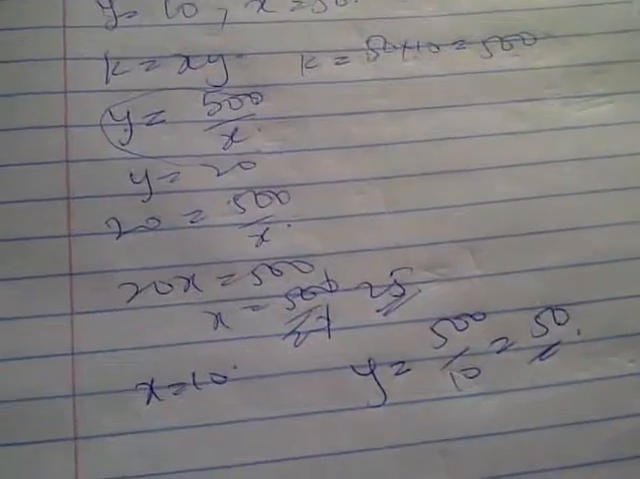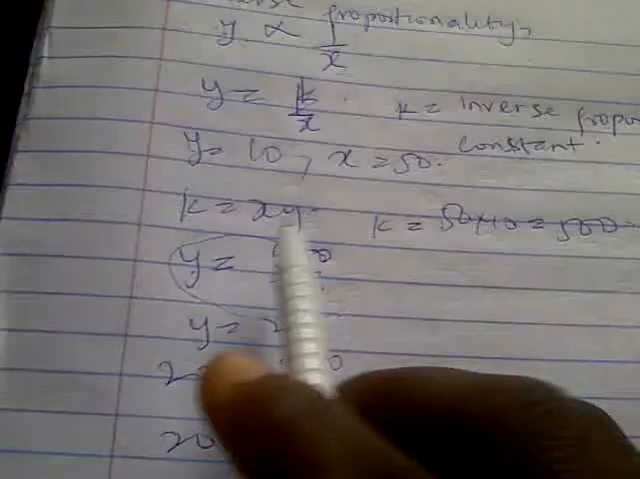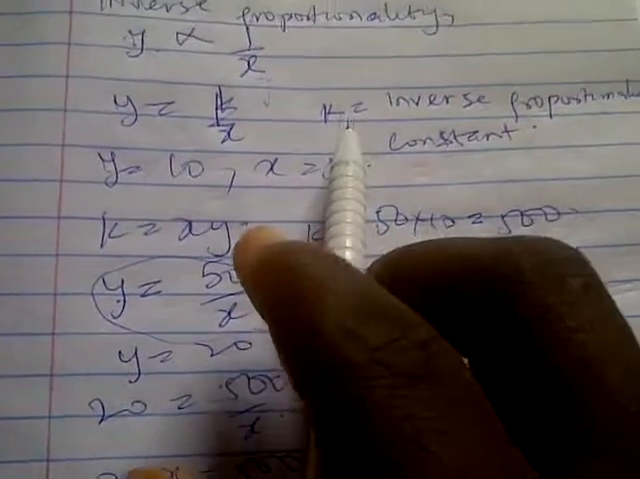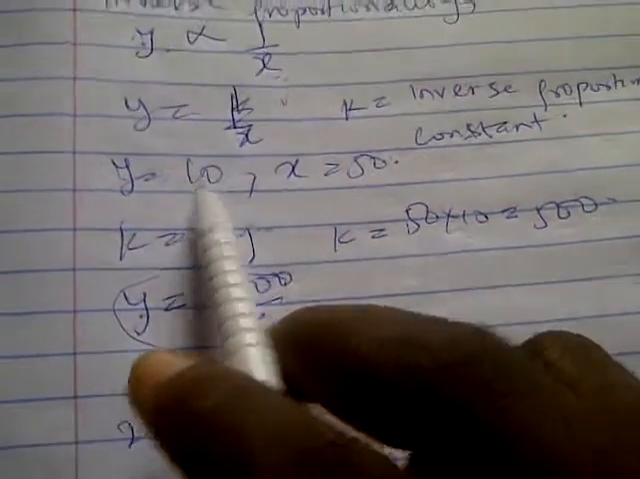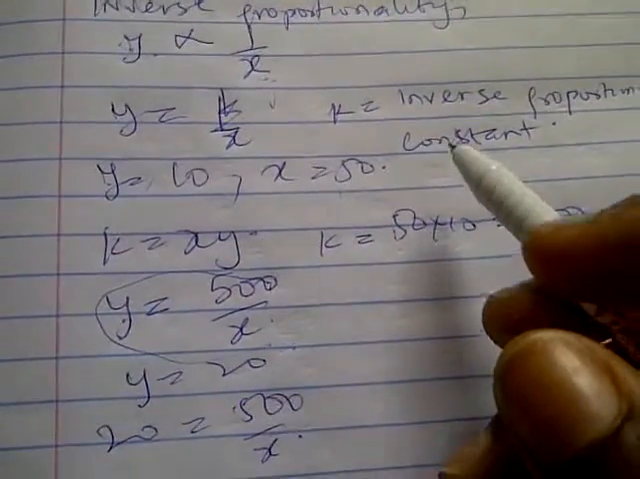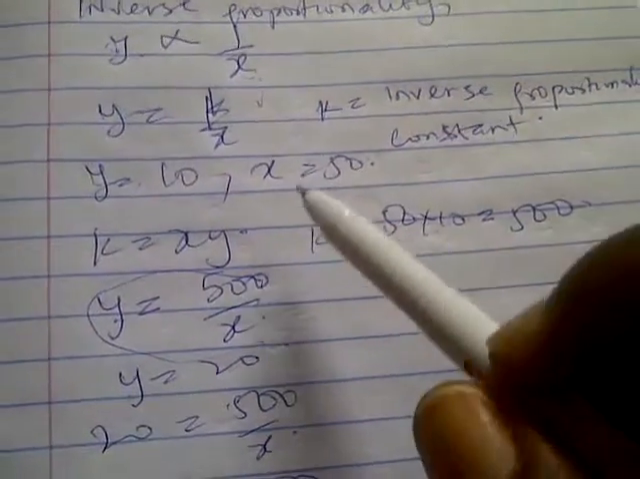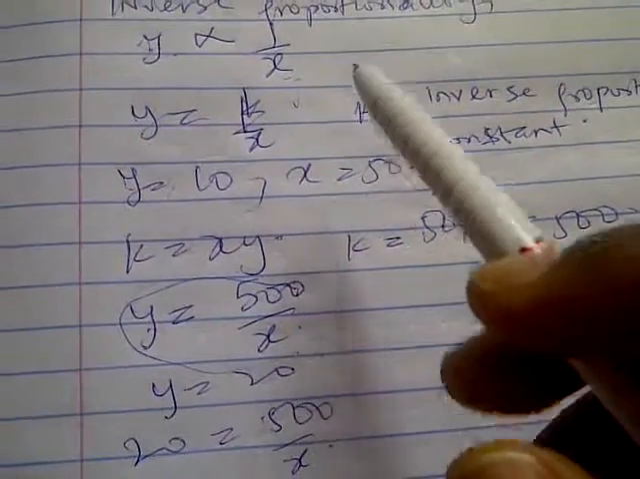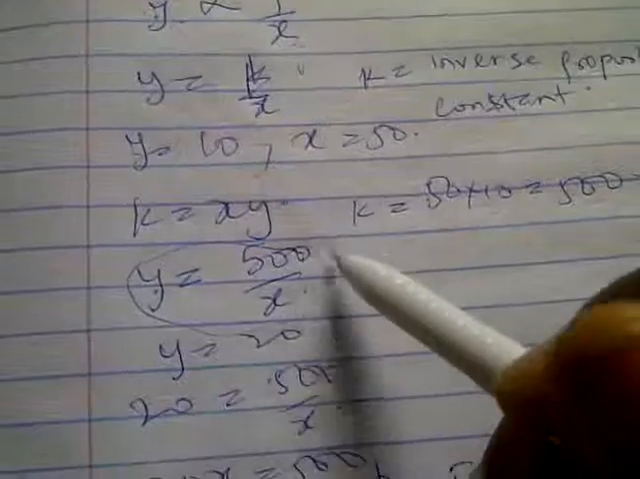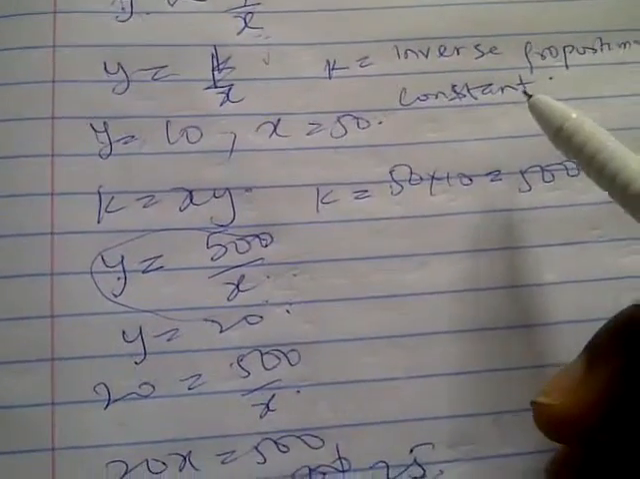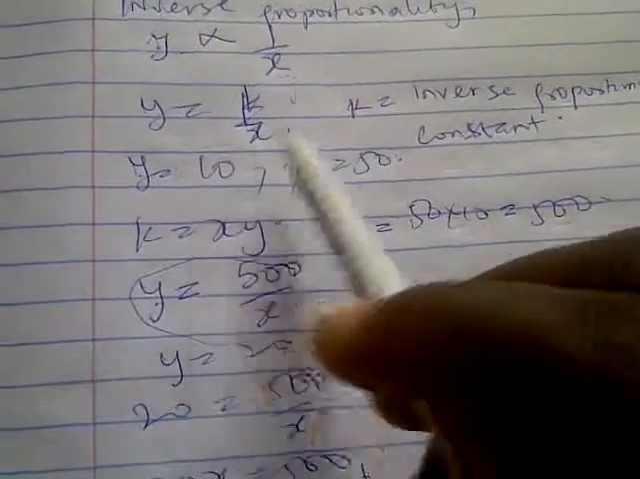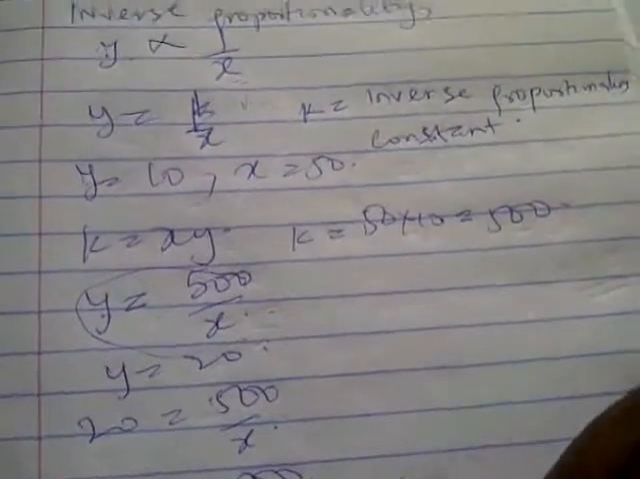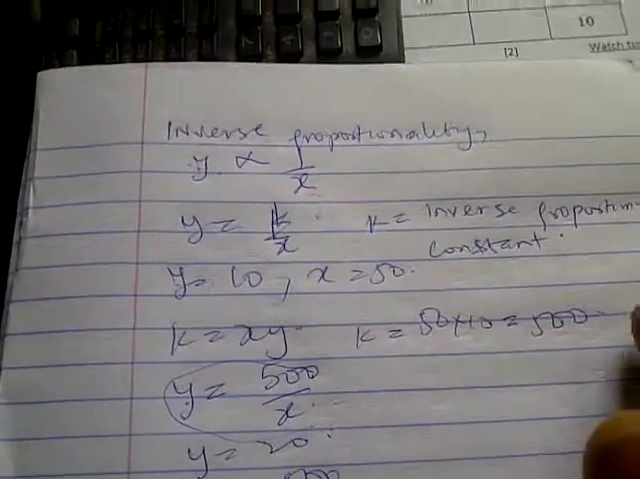Now for all these constants in inverse proportionality, the formula differs. It depends on what we're given for you to find the k. If you're given other values, maybe 50 here, 20 here, the k changes value. So it's not constant. You won't just say the formula at all times is y equal to 500 over x for inverse proportionality. No, it changes. It depends on the values you're given for y and x per time. Now that's how we solve inverse and direct proportionality.